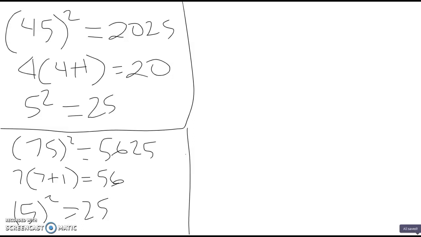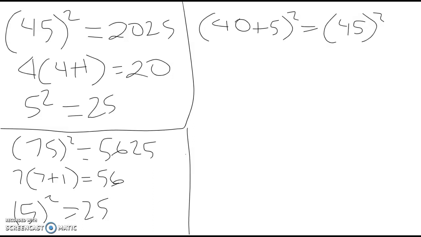So you might be wondering, how does this work? Like, what's the proof? So think about it like this. If you had 45 squared, it's 45 whole squared. So you could break it down into 40 plus 5 squared equals 45 squared, right? And let's just say x represents any number, and if you have 10x plus 5 whole squared, that would also represent 40 plus 5 whole squared, because if x equals 4, then it would be the same value.